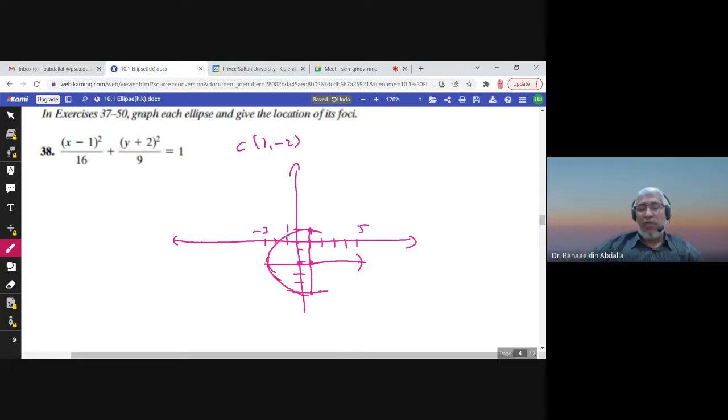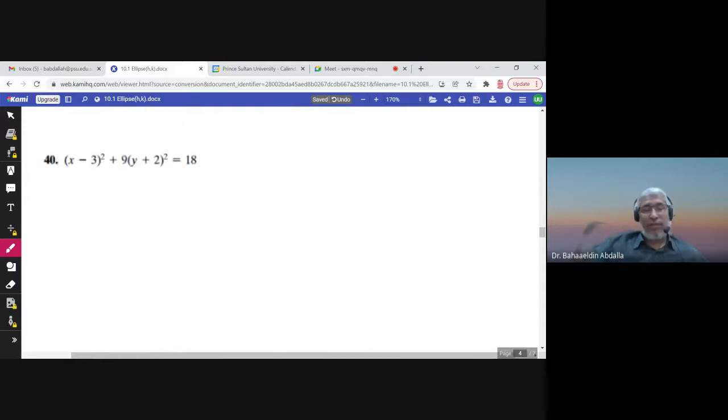Sketch the graph of the ellipse. The vertices should be here on the major axis. C square is 16 minus 9, which is 7. The center is 1 and -2. I'll go right and left. So 1 plus or minus square root of 7 and -2. These are the coordinates of the foci. So this is the graph, and these are the coordinates of the foci.